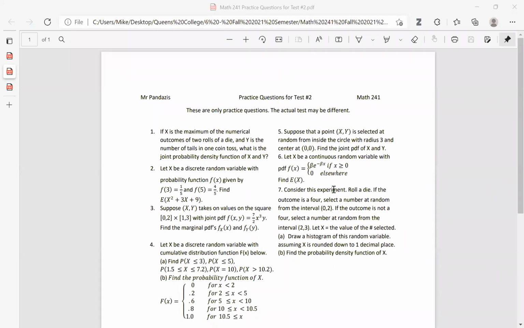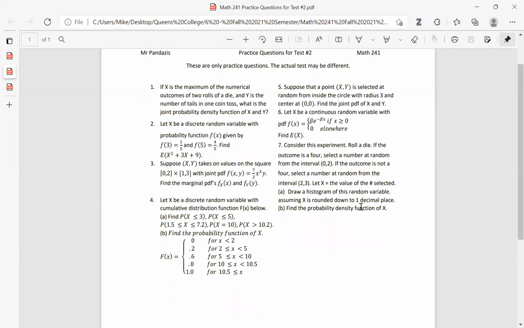So for number 7, consider this experiment. Roll a die. If the outcome is a 4, select a number at random from the interval from 0 to 2. If the outcome is not a 4, select a number at random from 2 to 3. Let X equal the value of the number selected. Draw a histogram for this random variable, assuming X is rounded to 1 decimal place.